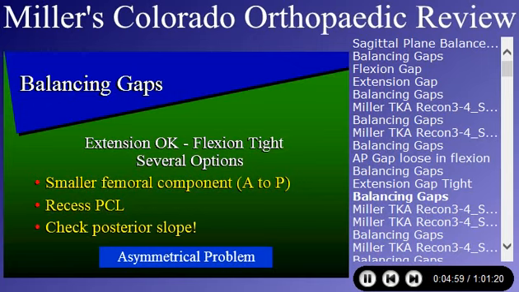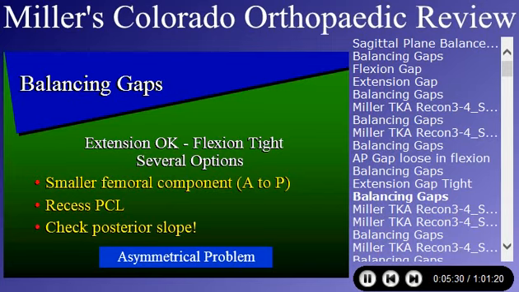So what you do here is your flexion is tight. It's an asymmetrical problem. You deal with the femur. So either you go to a smaller femoral component, so you downsize your femoral component and cut those posterior condyles off, or if your PCL is tight in flexion, not in extension, you can recess the PCL and release it a little bit, or you can check your posterior slope. You have to check your posterior slope, because if you have an anterior slope, you won't bend. So those are the three things. So it's an asymmetrical problem.